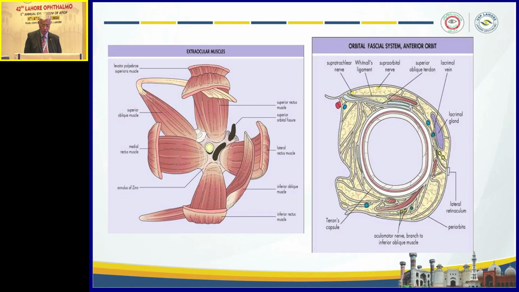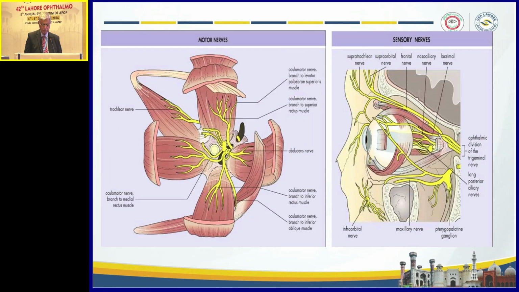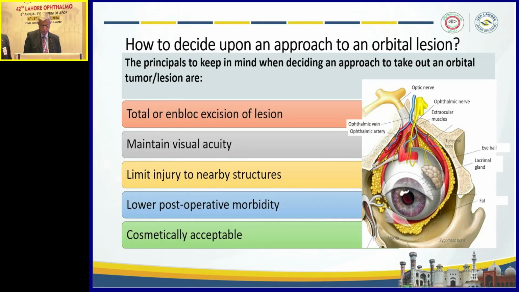So this is the muscular arrangement and fascial arrangement of the orbit. The nerves innervating the muscles from inside. These are the motor nerves, and on the right side are the sensory nerves.